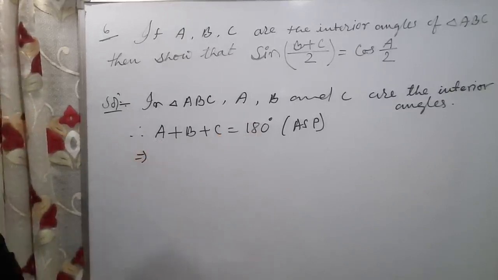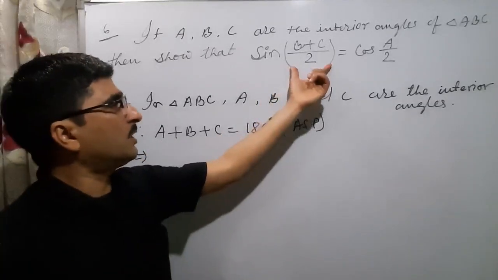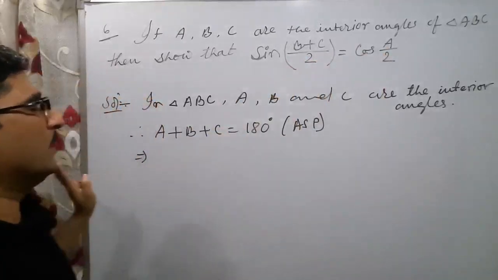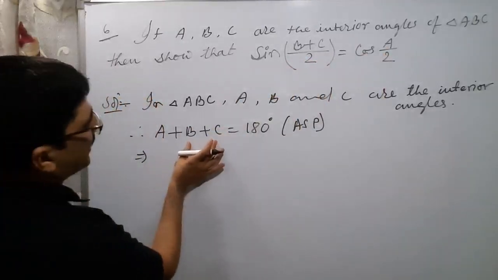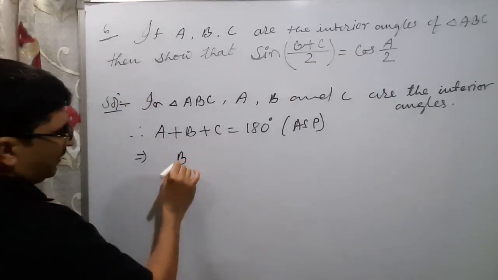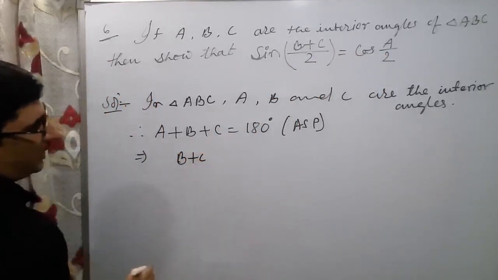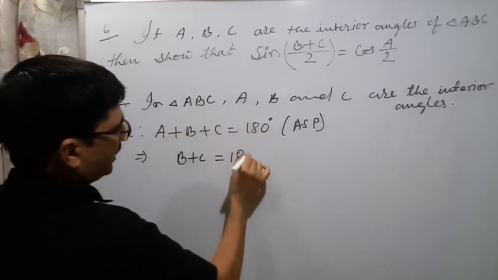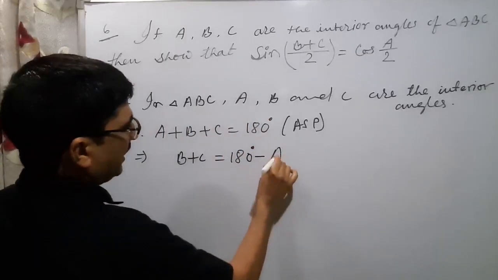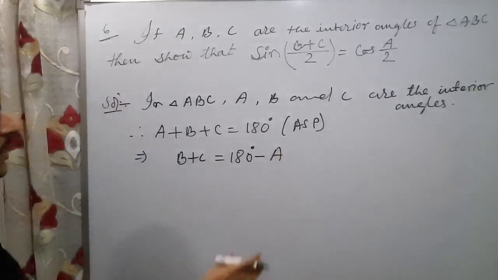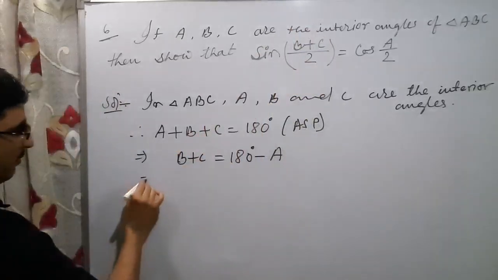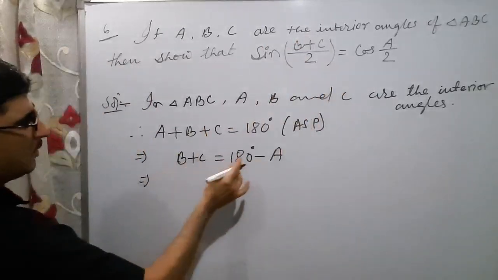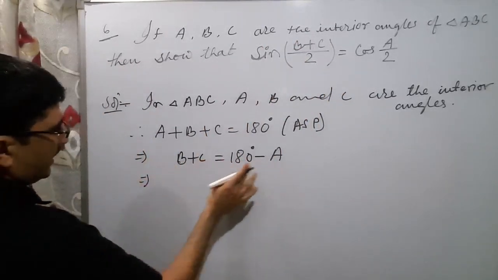Now we target this question. This term B plus C, and here we have A by 2, this all we will target. So we need left hand side B plus C. So just B plus C I put here. Then it is equal to, this A comes this side, that is 180 degree minus A. So I am targeting this question. Now B plus C divided by what is given here? 2. So divide by 2 both sides.